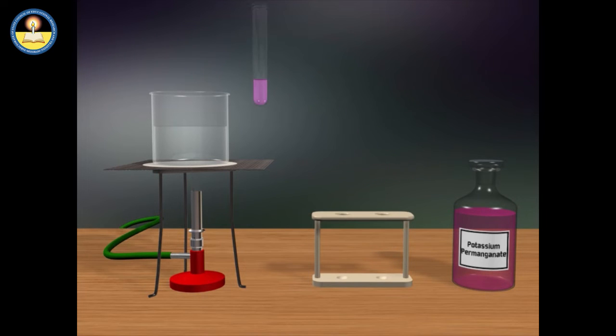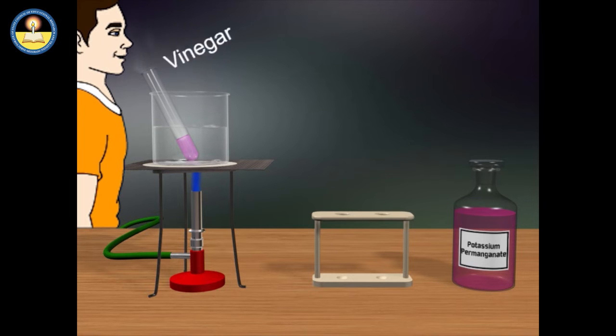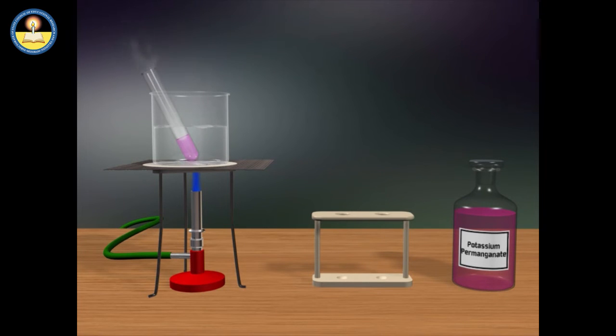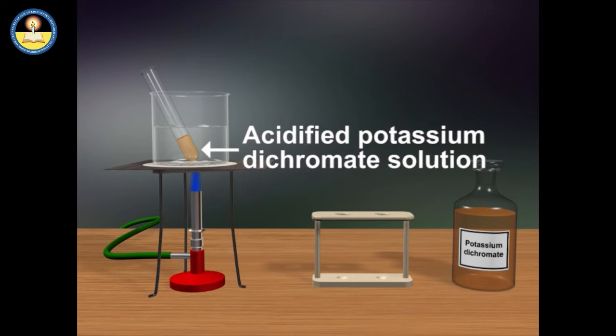Now, if we warm the contents of the test tube for 10 to 15 minutes on a boiling water bath, we find the smell of vinegar comes out from the test tube. This means that ethanoic acid has been formed. The oxidation of ethanol to ethanoic acid can be carried out by heating ethanol with acidified potassium dichromate solution.